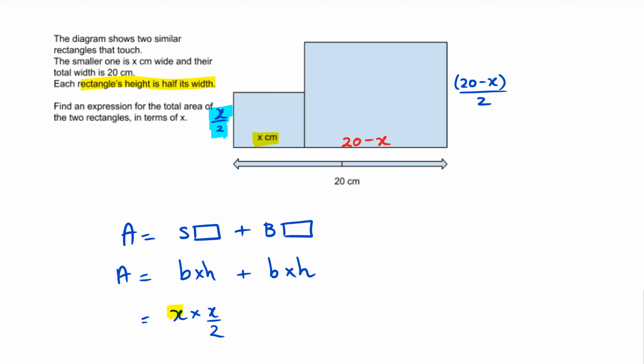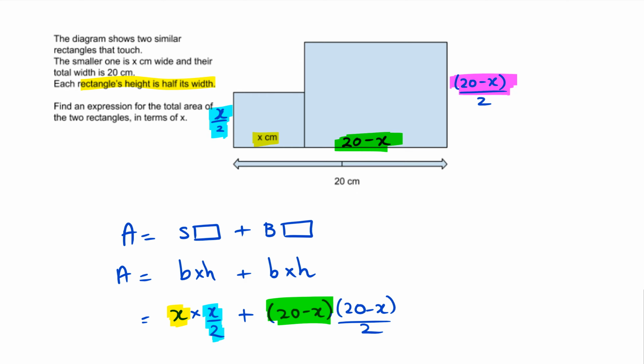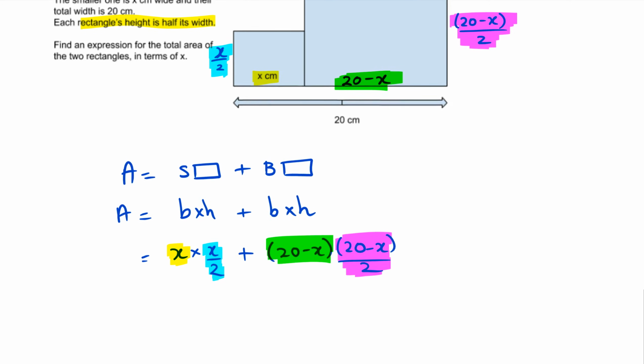So if you see, that's what the base is, and then you've got the height, which is x over 2. Plus we've got the base for the big rectangle, which equals 20 minus x, multiplied by the height, which is also 20 minus x, but it's divided by 2. So just to have a look, that 20 minus x is the base for the big rectangle, and then 20 minus x over 2 is the height for the big rectangle.